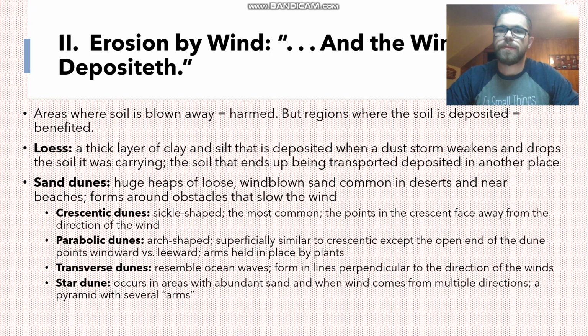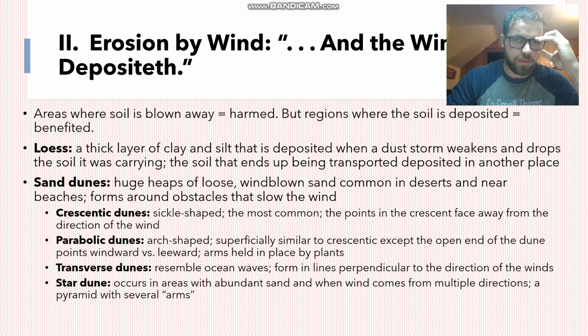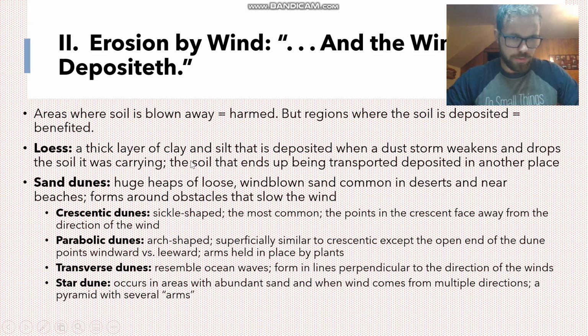Alright, welcome back to part 3. Wrapping up here erosion by wind and continuing on into erosion by gravity, or the wasting part of this lesson.